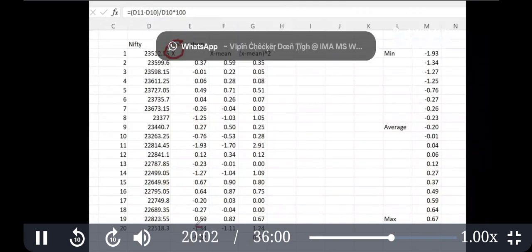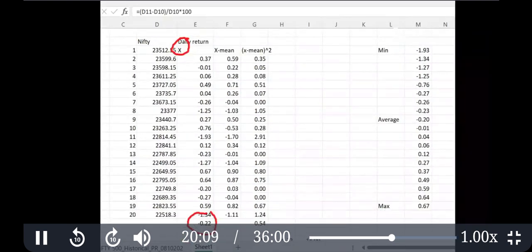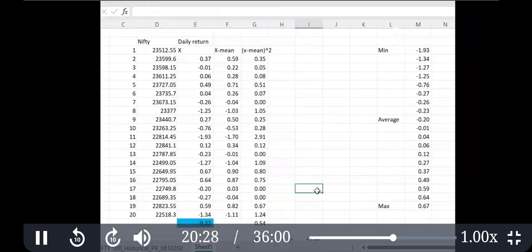Then we calculate the average of the daily return. This is an average of minus 0.022%. The next step is to calculate x minus mean. This is a statistical concept, very useful not only in finance but everywhere, so I hope you pay attention. These are the x values, and this is the average return. So this column represents x minus mean, where x is this and mean is this. X minus mean is a simple subtraction.